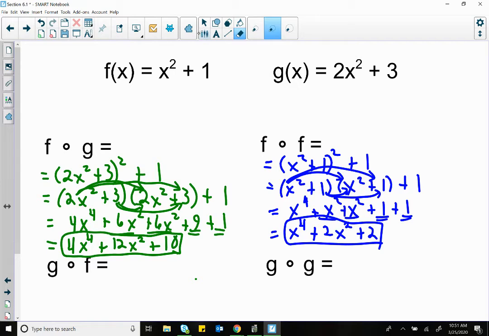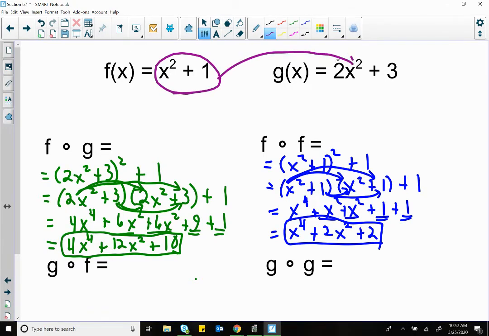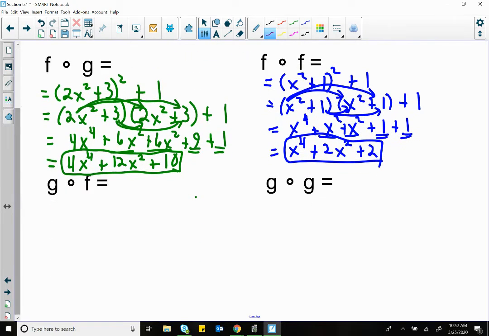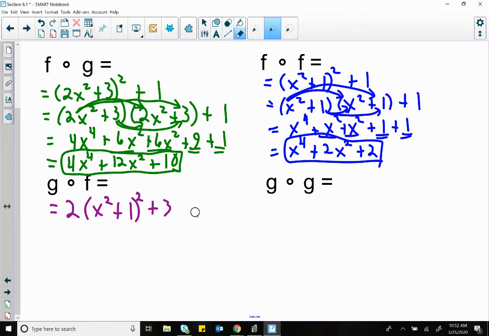Okay, so now the last 2. We're going to do G of F. That means we're taking F and plugging it into G. All right, so it starts out with 2. Oh, I see an x, so we're going to put x squared plus 1, and then we're going to add 3. Oh, and that is squared as well. Add 3 on the end.